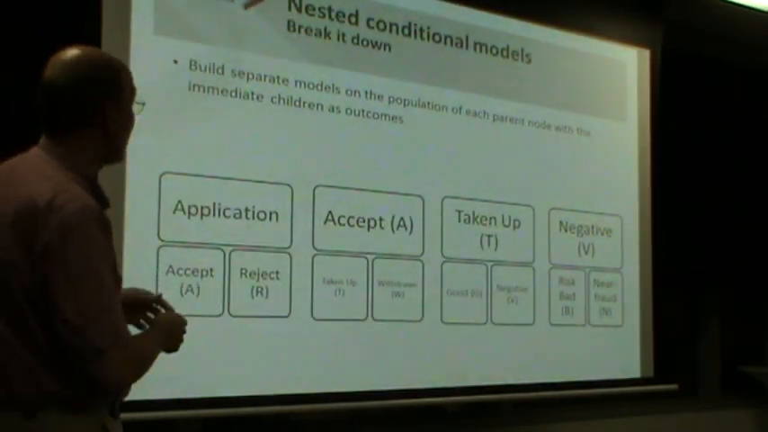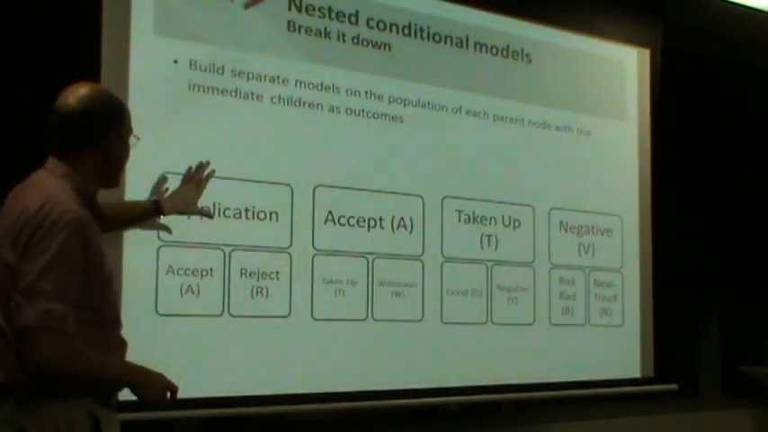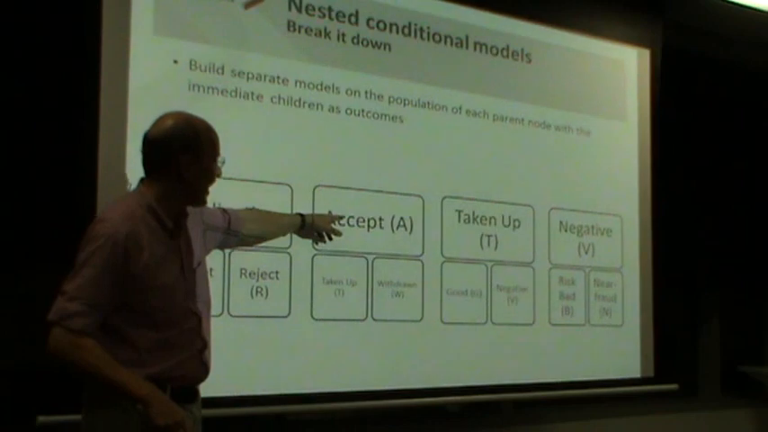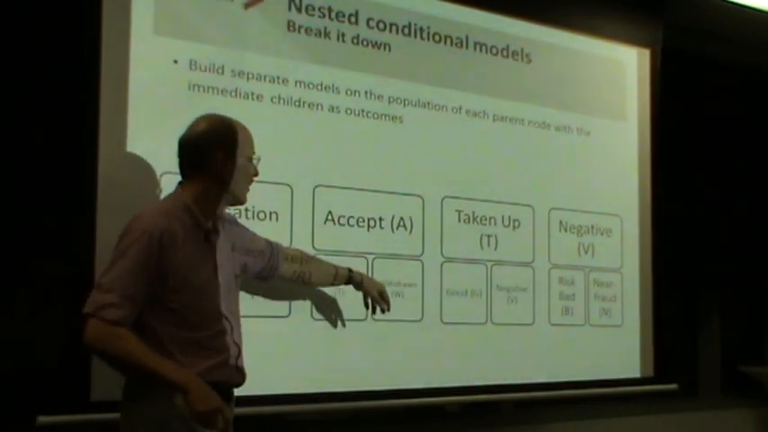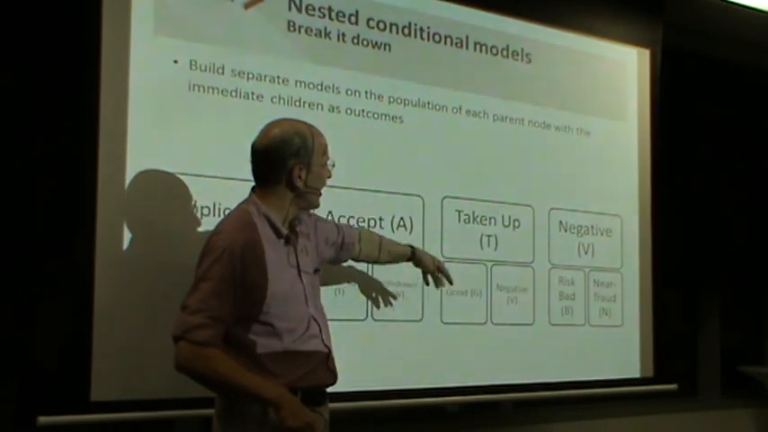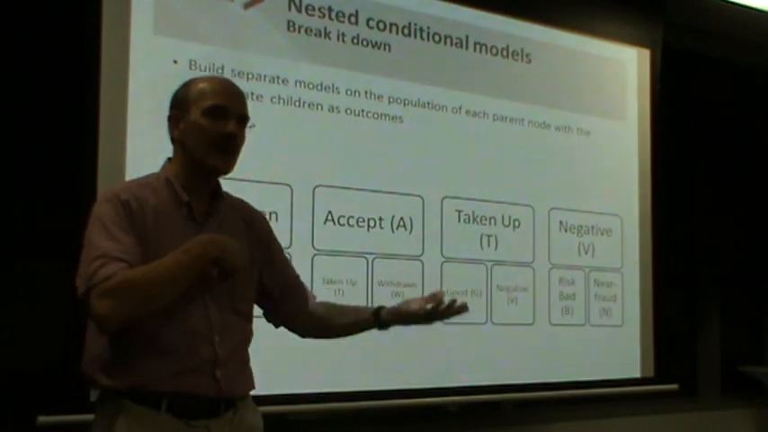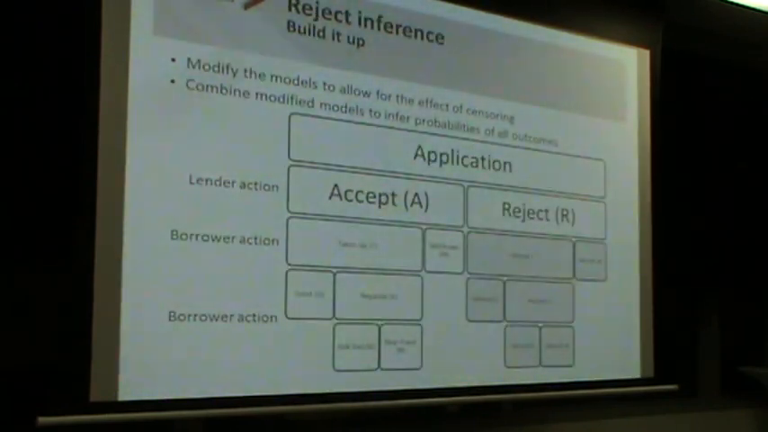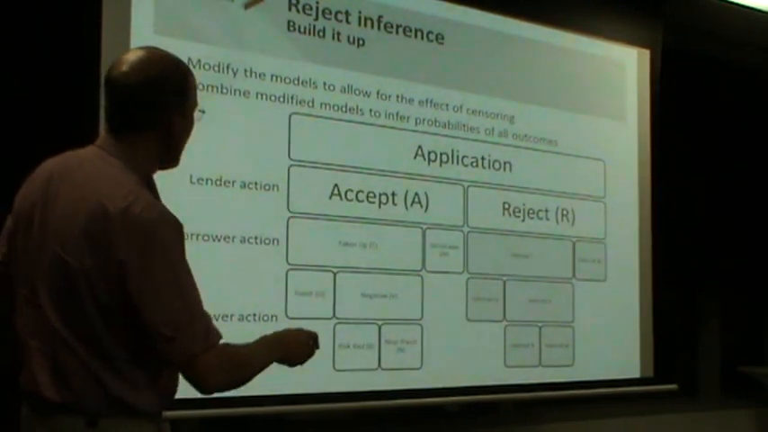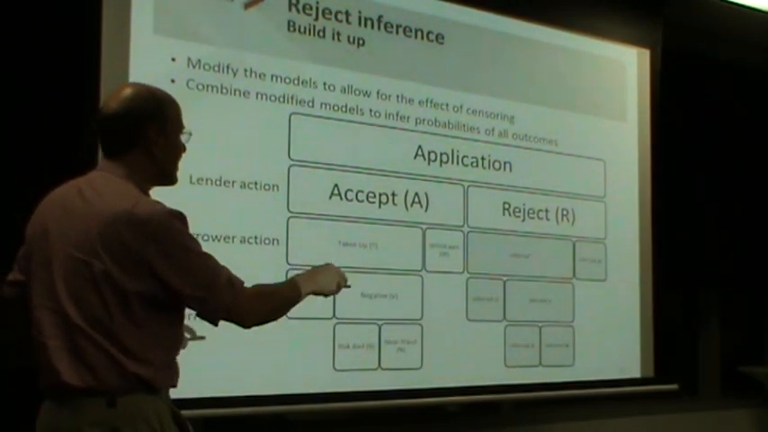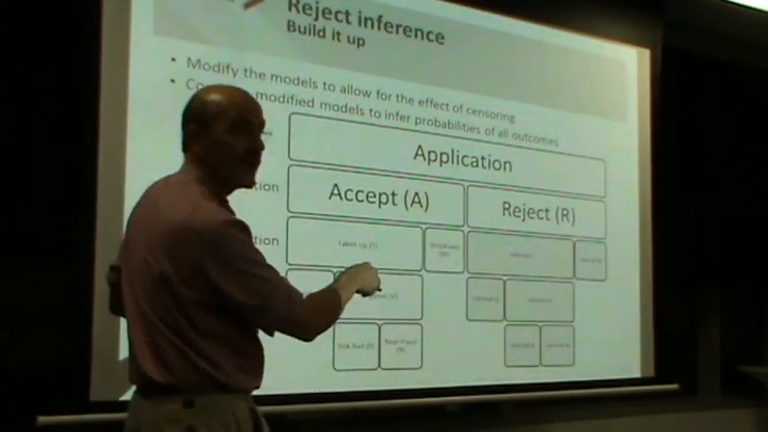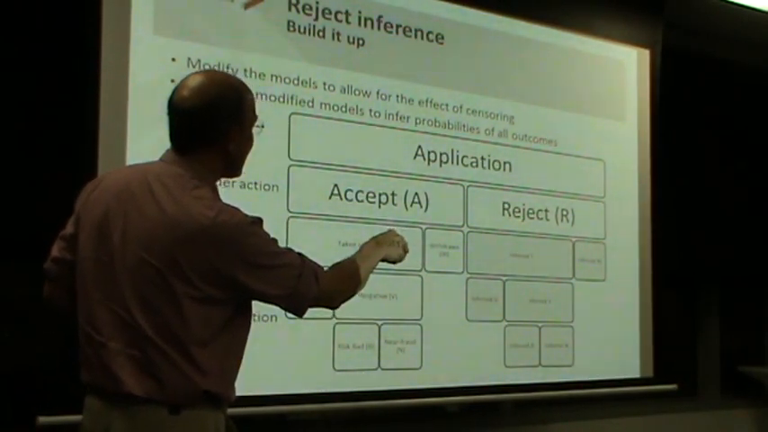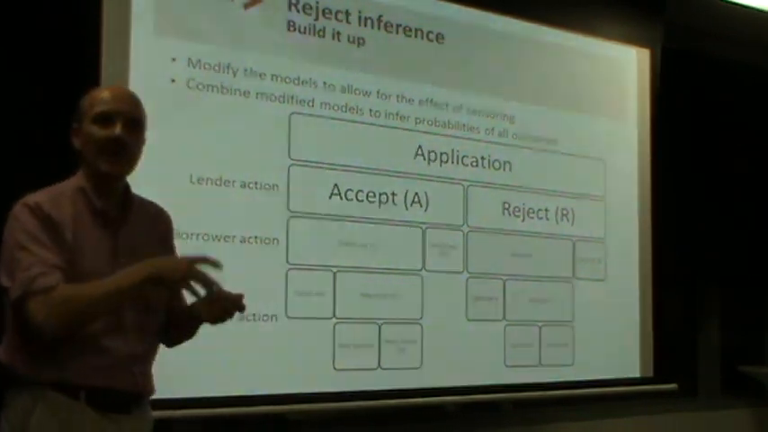So what we're going to do, and what we did do in this project, is we built multiple models. You can say, let me take the population of applications, and we can build a model that predicts whether they're accepted or rejected. We can take the population of accepted applications and predict the probability of being taken up or withdrawn. For the taken ups, we can predict whether they're good or negative outcome, and for negative outcomes, we can build a model to predict probability of being a risk bad or a fraud. So we're going to take those models, break them down, build separate models, and then hopefully put them all together again later. We're going to use those models combined in various ways to try to infer the sizes of those populations, which then means we've taken all these rejects and treated them as though they had been accepted and worked out how many of those would have ended up in those various outcome categories.